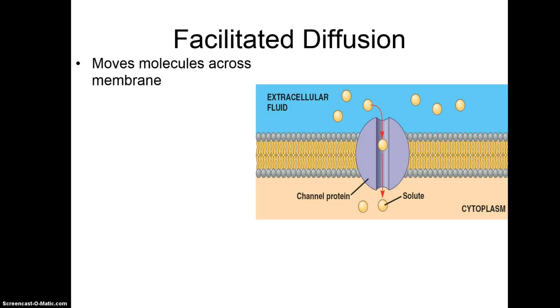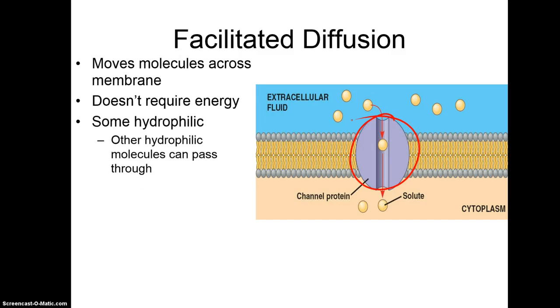Hey, remember we talked about how some molecules are just too big or have some kind of charge, so they're not able to pass through the phospholipid bilayer. So this is movement coming across the phospholipid bilayer, but they've got to have this protein in here. Facilitated diffusion does not require energy, which means it's passive diffusion.